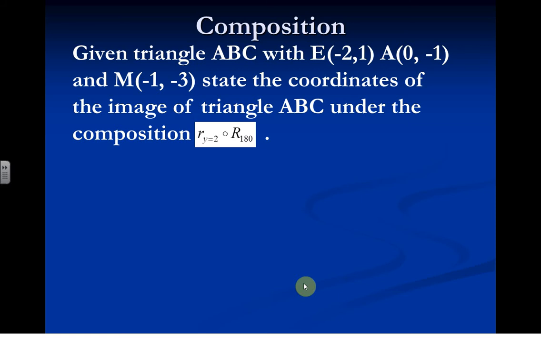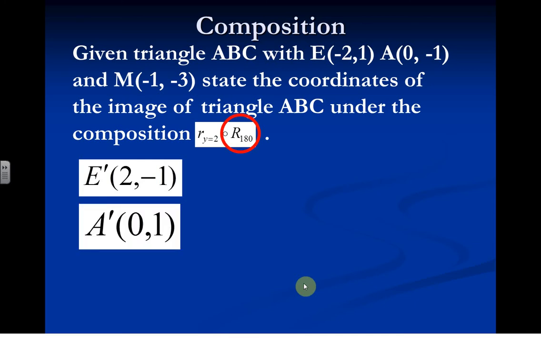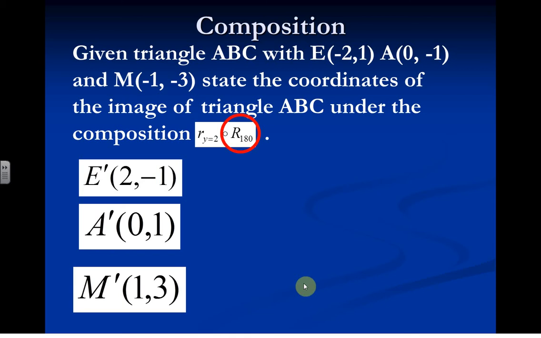Let's do another example. So if I'm given triangle EAM with the coordinates there, state the coordinates of the image of the triangle under the composition, rotation 180, reflection y equals 2. Again, notice I said rotation 180 first. That's because we always do the one on the right first when composing. So E is going to become (2, -1) because the rotation 180 changes the sign on both coordinates. A is going to become (0, 1), and M is going to become (1, 3).